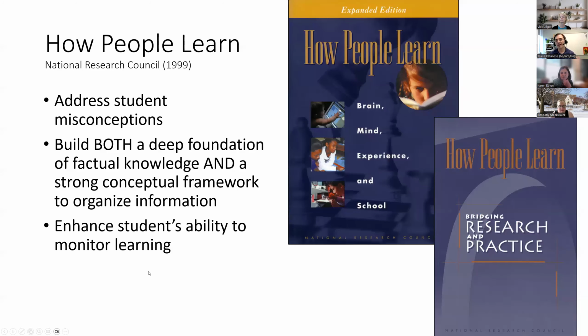All right. So thinking about how people learn, like I said, it was done by the National Research Council in 1999. They had three main findings. They make an effective learning environment, and that is helping students to address their misconceptions, building both a factual network as well as a conceptual framework, and then helping students monitor their own learning.